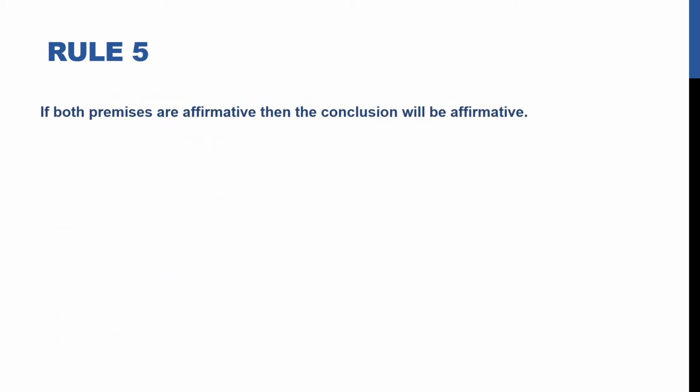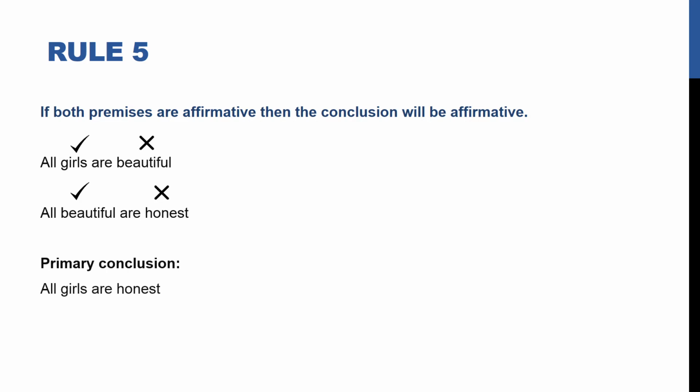Rule 5 states that if both premises are affirmative, then the conclusion will be affirmative. Have a look at the example. All girls are beautiful, all beautiful are honest. The primary conclusion is all girls are honest.